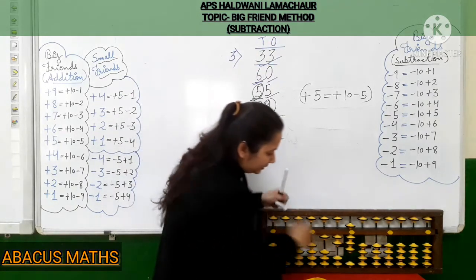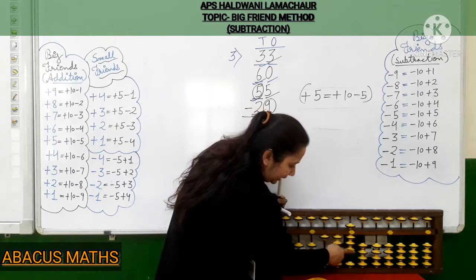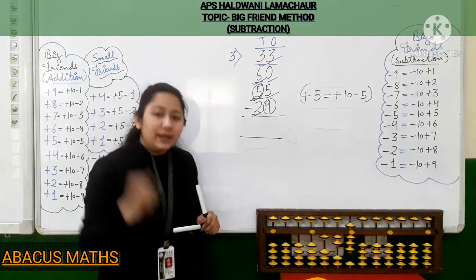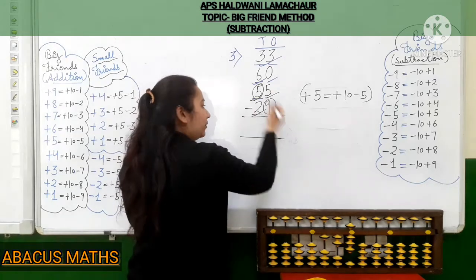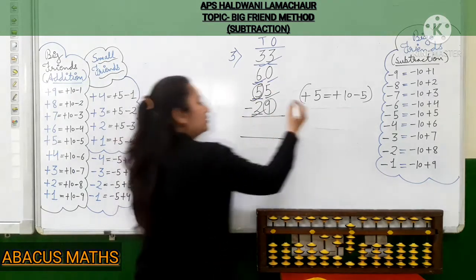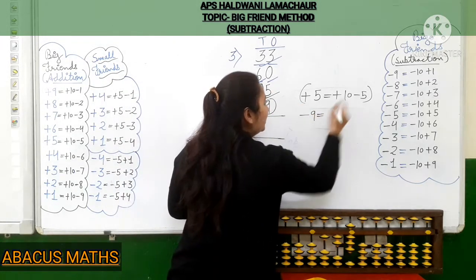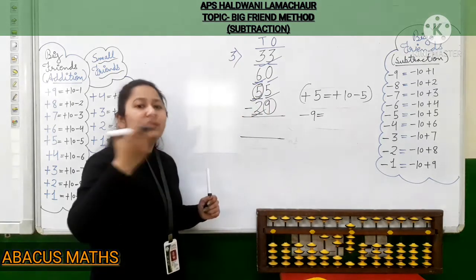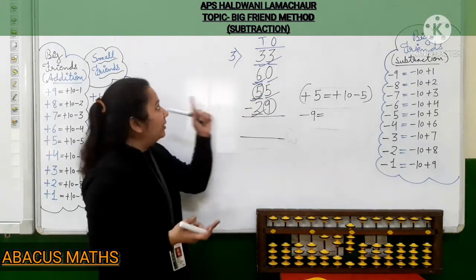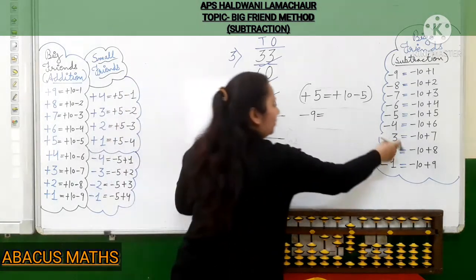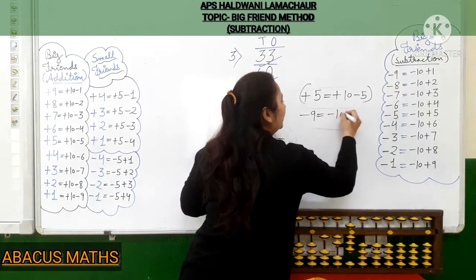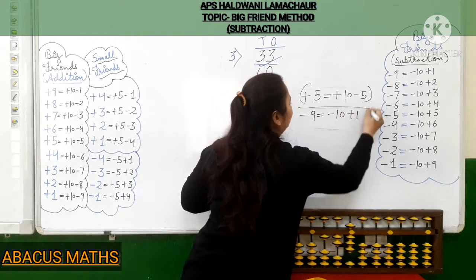Now you can see kids that 5, 6, 7, 8, we have added only 8 in ones rod. So how we will subtract minus 9? For minus 9 you will use this big friend subtraction formula, which is our topic also. Now for minus 9, minus 10 plus 1.